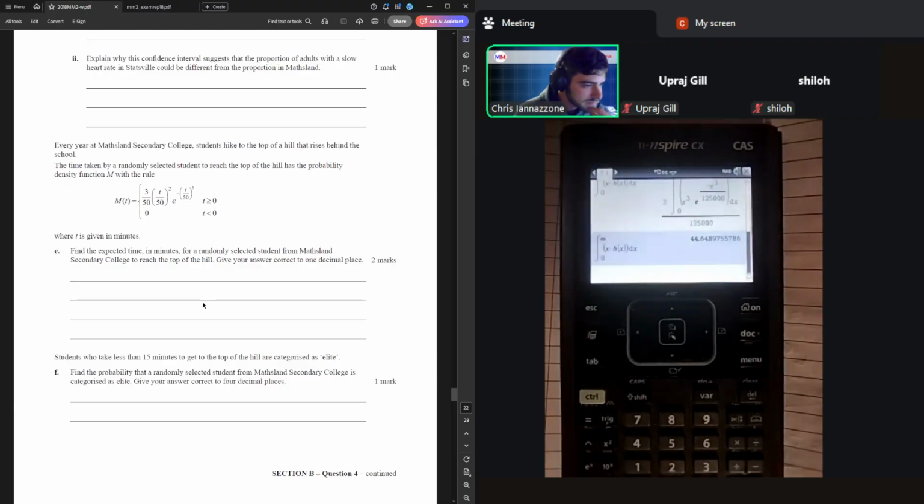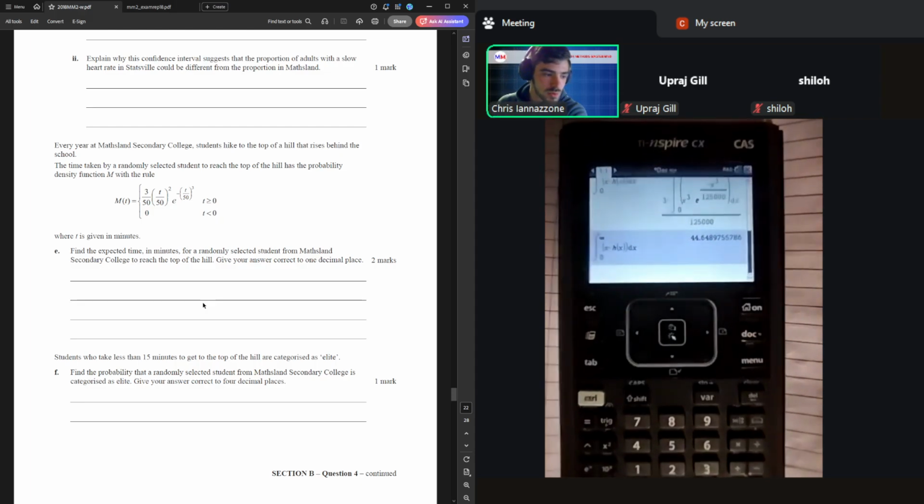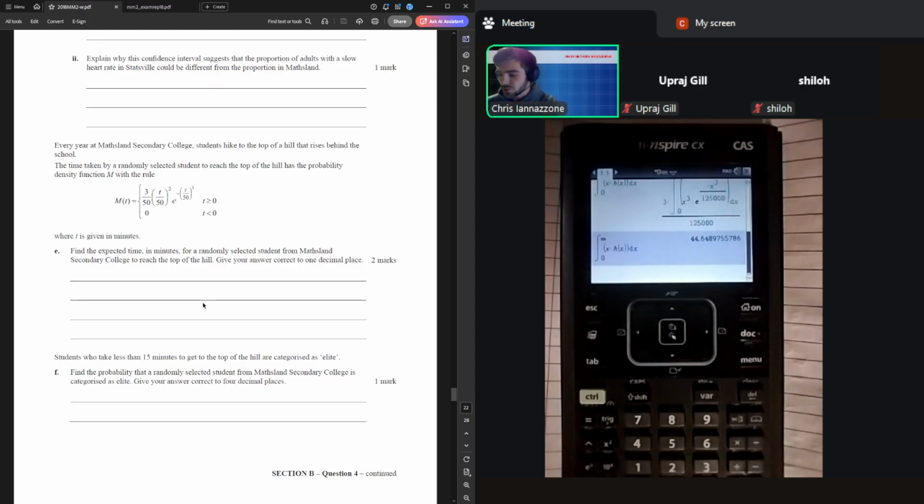Students who take less than 15 minutes to get to the top are considered elite. Find the probability of being elite. Worth noting, for continuous probability, whenever we're trying to find probabilities, we're always doing integrals, because area under a graph is considered probability when it comes to continuous probability. So we're saying less than 15 minutes means elite, so the probability of being elite is the same thing as the probability of less than 15 minutes.